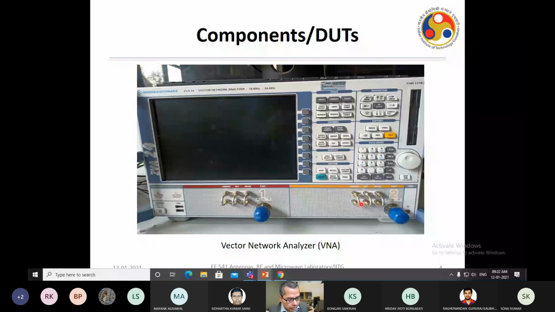The detailed explanation and demonstration of how to use the network analyzer would be given by our staff in charge of the lab, the staff who is assigned for this lab. So that after my presentation, you can see that video.